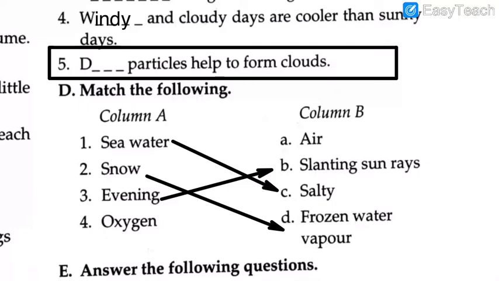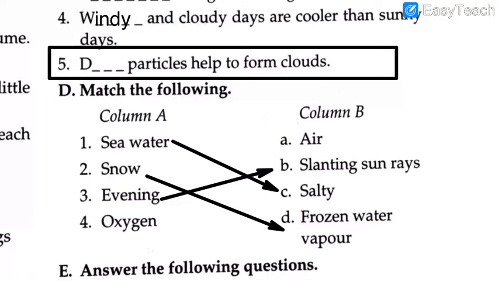And students, one more thing, when you are writing the answer, for example 1 sea water, then you put the dash or equal sign, and then you don't have to write the whole thing, just write sea, then keep some space and write salty. So the option letter should also be written.